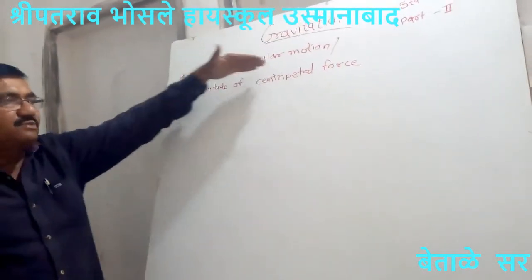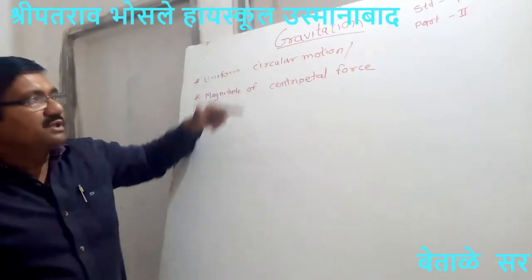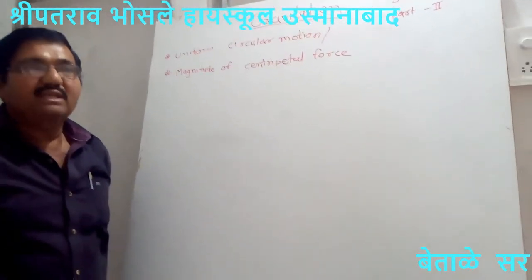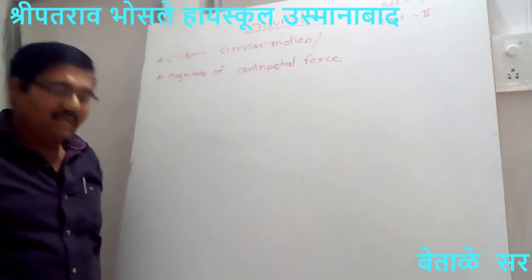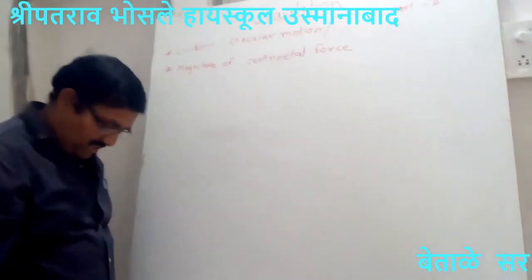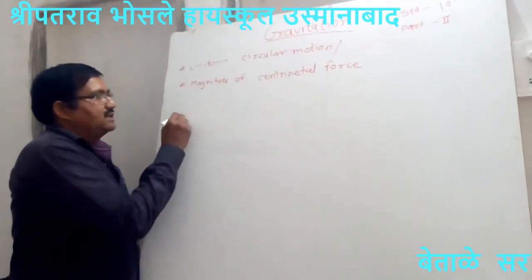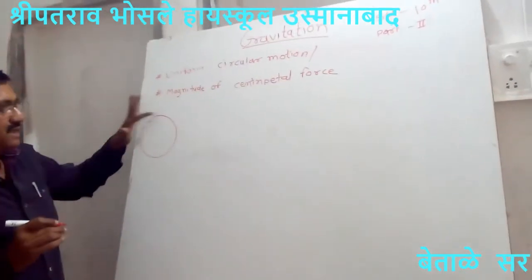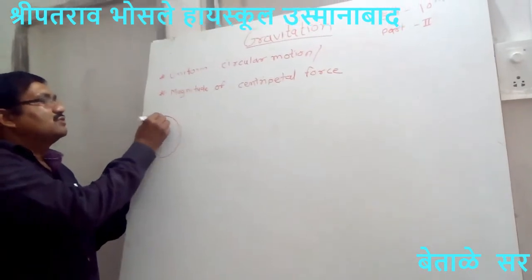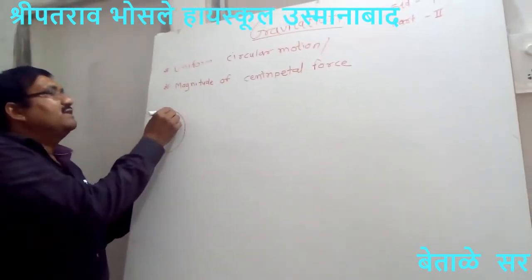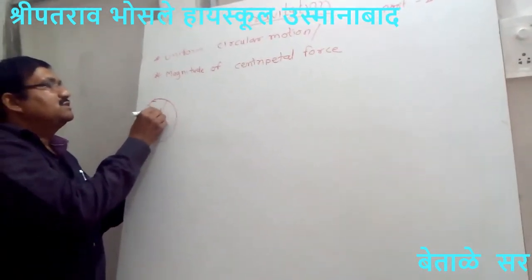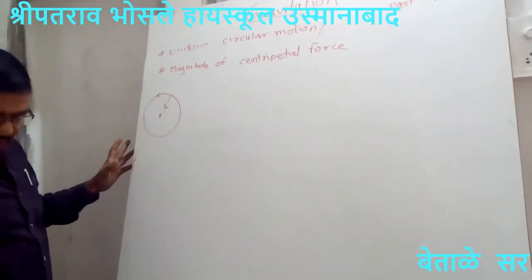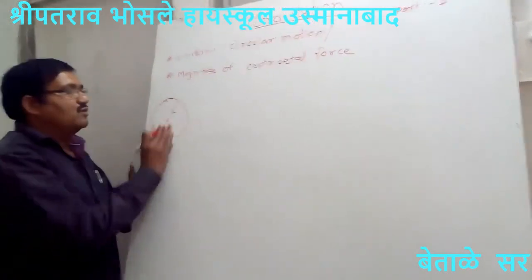And when an object is moving in circular motion, at that time on that object there will be a force, and this force is directed towards the center, and this force is known as the centripetal force. हे आपण पाहिलं आहे. अशाच प्रकारे जर ऑब्जेक्ट युनिफॉर्म सर्क्युलर मोशन मध्ये फिरत असेल तर त्यावर जो फोर्स असतो, this force is towards the center, and this force is known as the centripetal force.